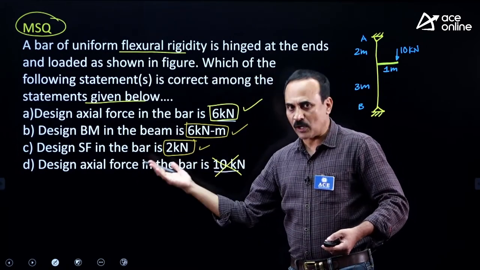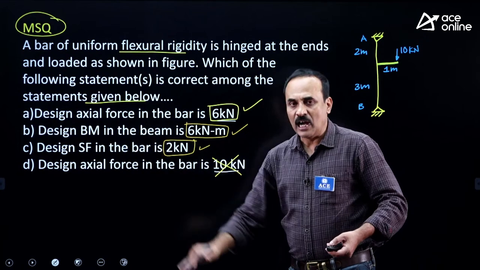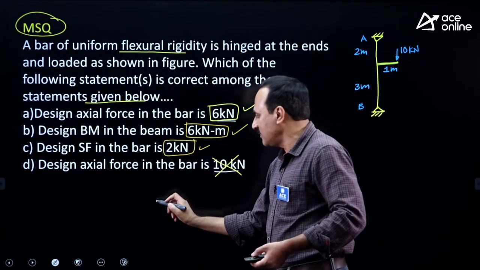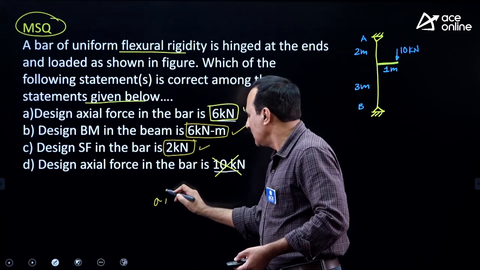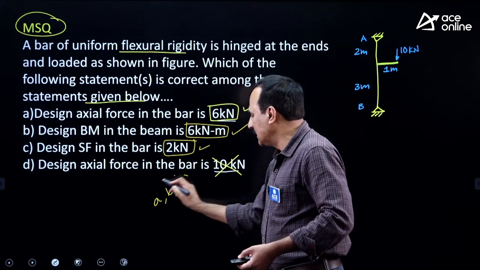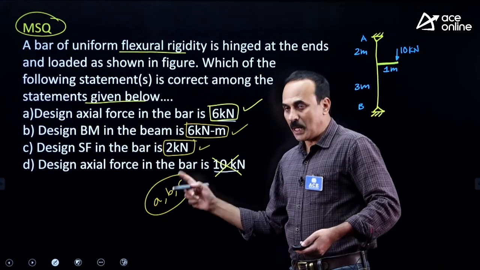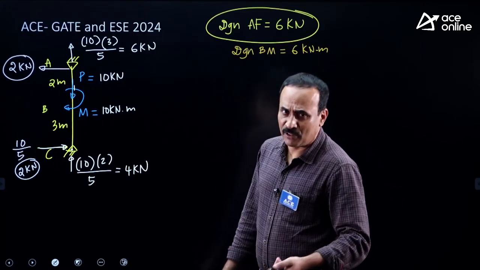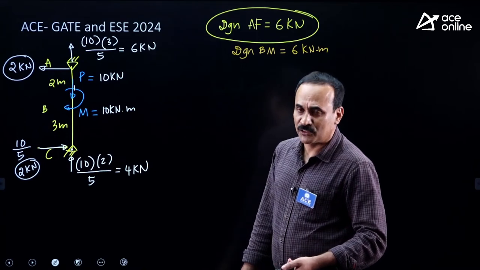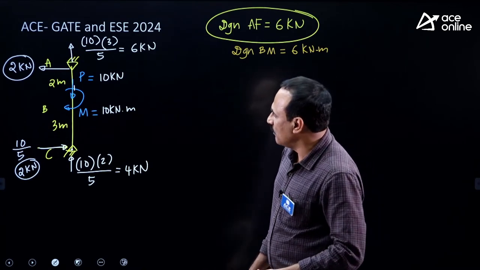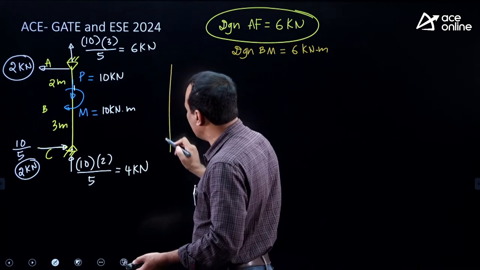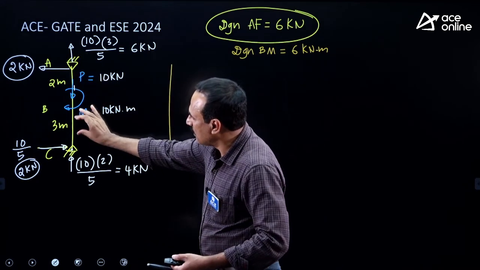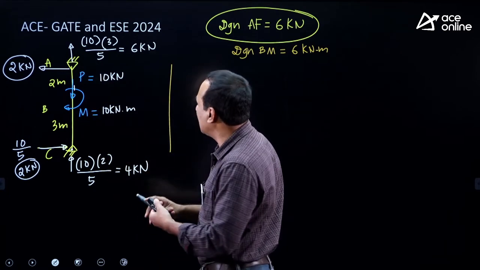You might have come across these standard cases many times, but together they are asking you. So answer A is correct, B is correct, C is also correct. So three options are there. Nobody will ask you to draw the bending moment, shear force and axial force diagrams. But however, if you want the axial force diagram, this part is under tension, this part is under compression.